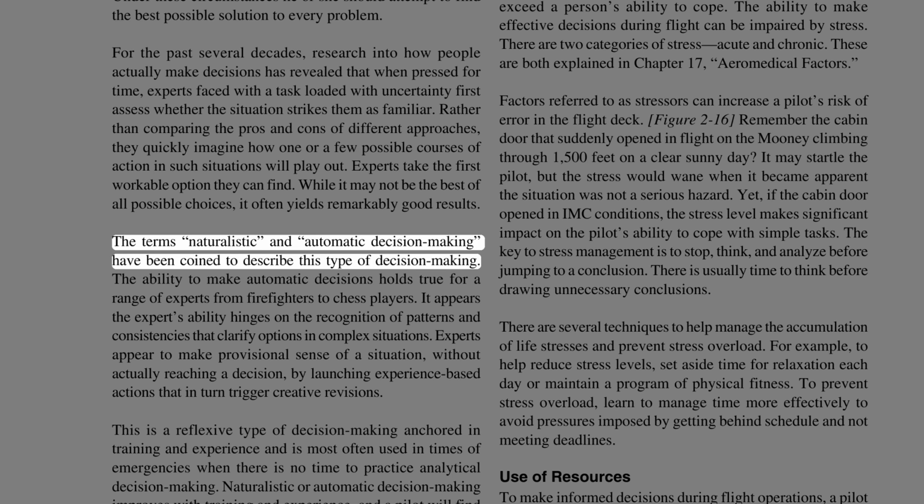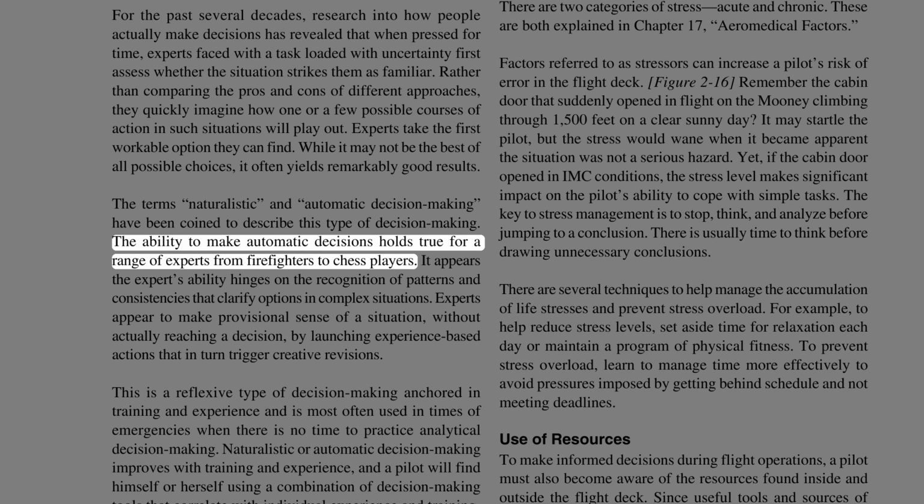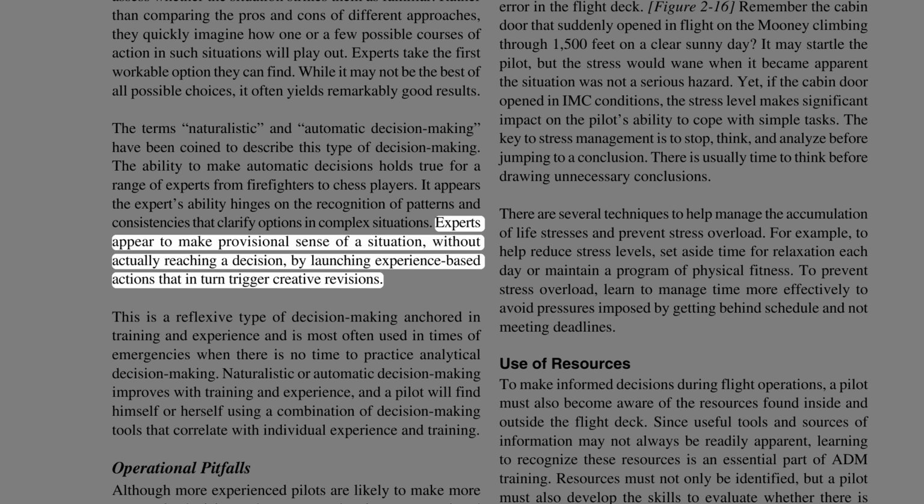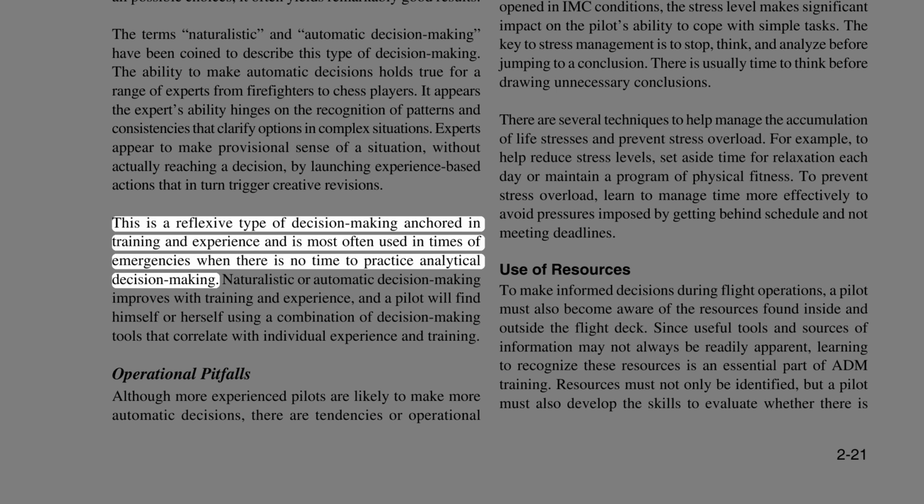The terms naturalistic and automatic decision-making have been coined to describe this type of decision-making. The ability to make automatic decisions holds true for a range of experts from firefighters to chess players. It appears the expert's ability hinges on the recognition of patterns and consistencies that clarify options in complex situations. Experts appear to make provisional sense of a situation, without actually reaching a decision, by launching experience-based actions that in turn trigger creative revisions. This is a reflexive type of decision-making anchored in training and experience, and is most often used in times of emergencies, when there is no time to practice analytical decision-making.